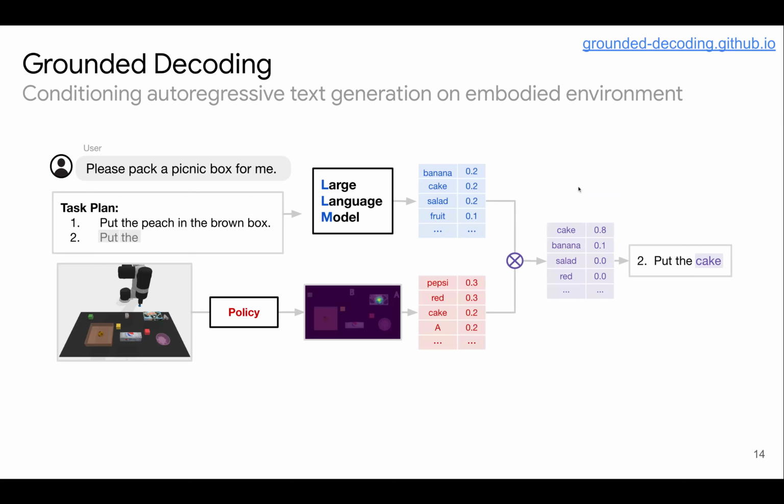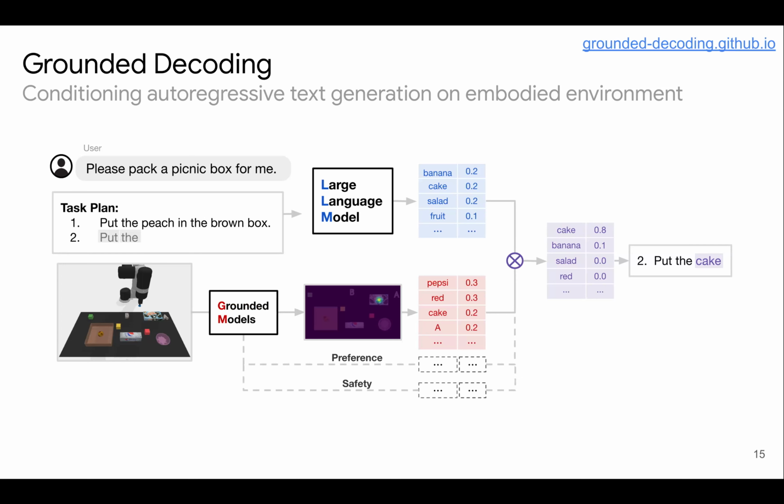So here the language model outputs a bunch of things you could do to pack a picnic box, and then the value function or the policy comes in and says, well, these are the things that are actually in the scene, and then reweights the probabilities, and then we can go and execute them. We can also do this with a preference, like maybe the human likes certain things, like they like Pepsi and not cake, or safety constraints can actually be worked in here. This can be really nice because we have this general framework where we're just working across the probabilities of the decoding.